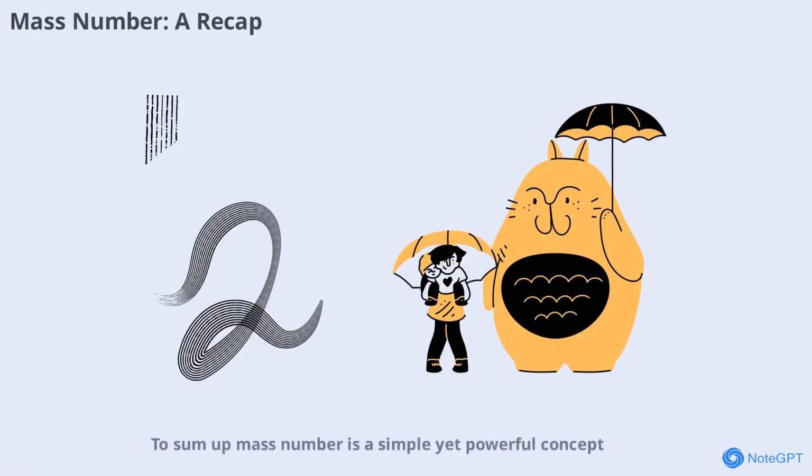To sum up, mass number is a simple yet powerful concept. It's the total number of protons and neutrons in an atom's nucleus, and it plays a crucial role in science, technology, and everyday life. Mastering this concept opens the door to a deeper understanding of the world around you.